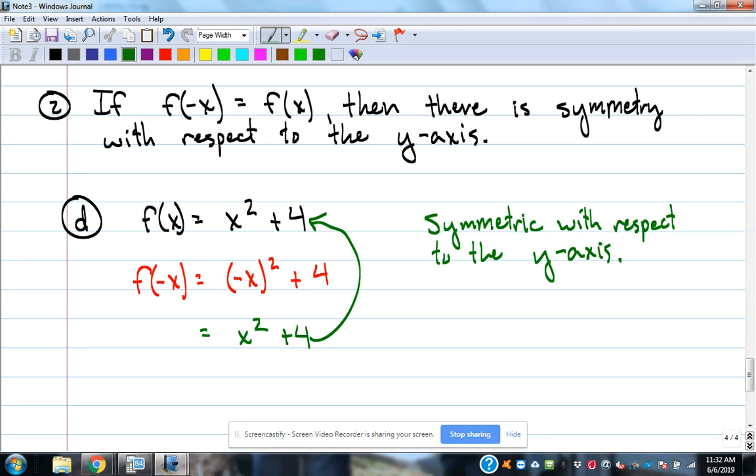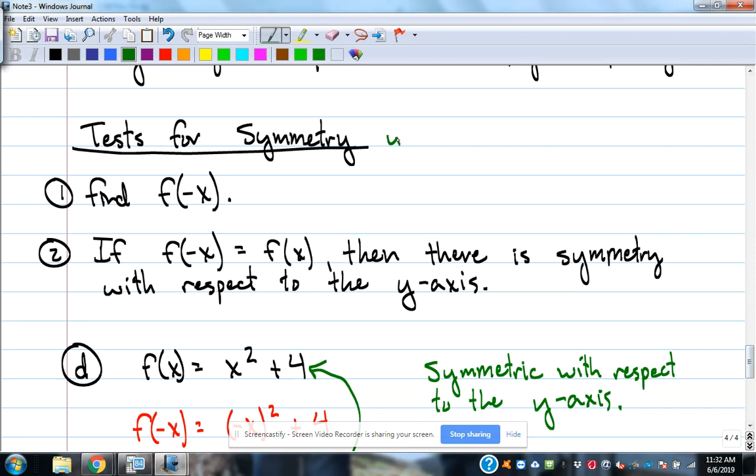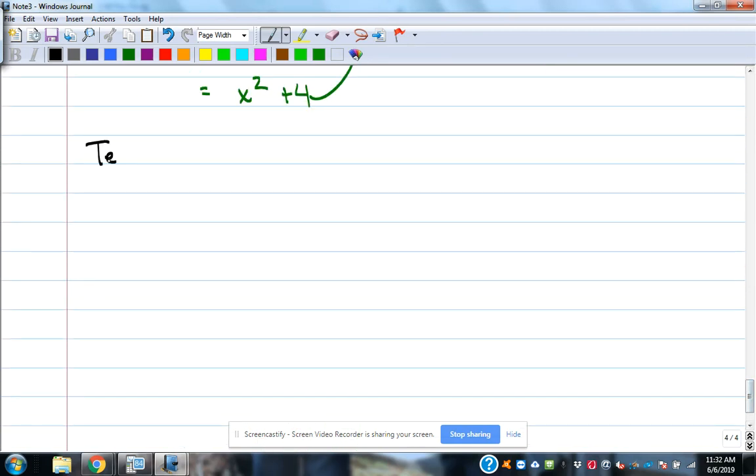Let's look at a test for x-axis symmetry. Okay? This is the test for symmetry for the y-axis. That's what that test is. Now we're going to use the same example, but we're going to test for the x-axis. Test for symmetry on the x-axis.